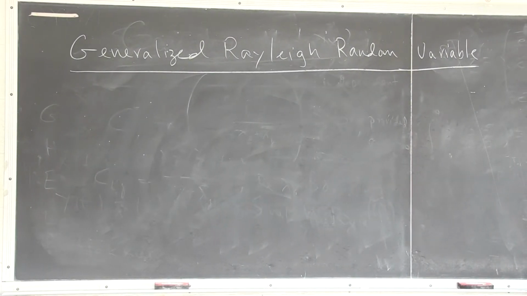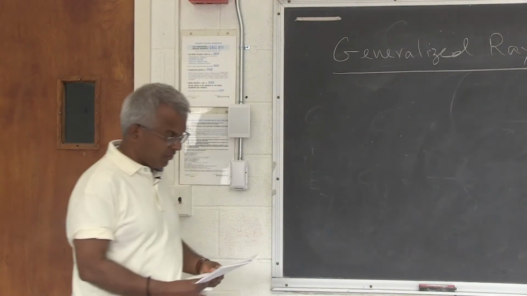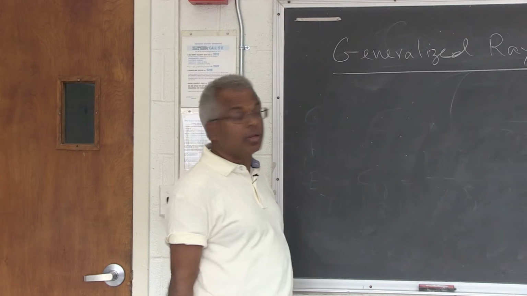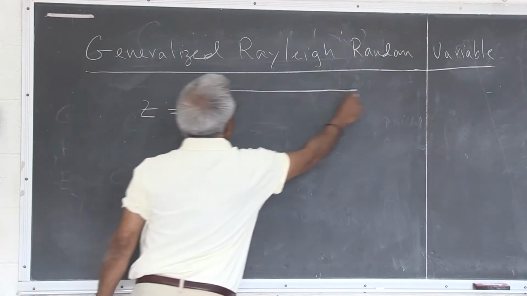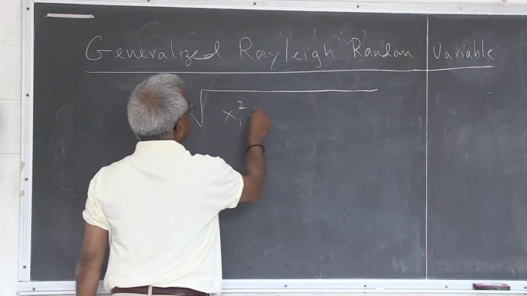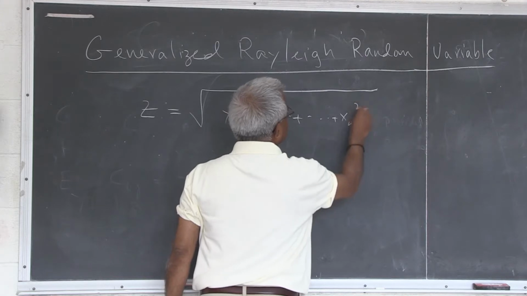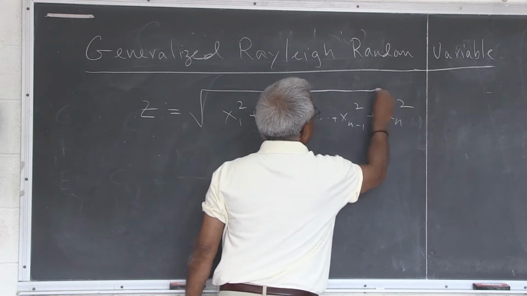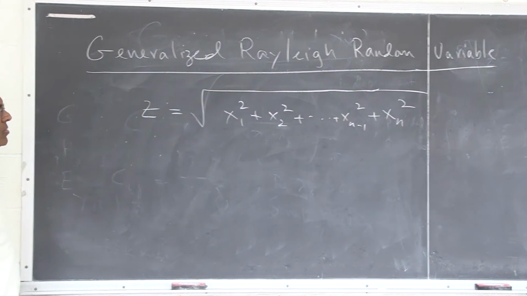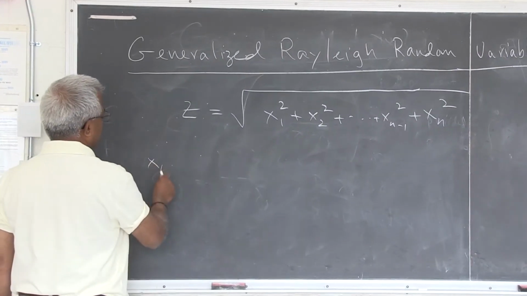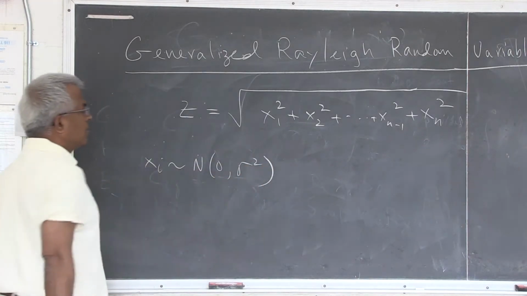So let's look at the density function of the generalized Rayleigh random variable. By generalized Rayleigh, I actually mean this density function, where x1, x2, x3, etc., the xi's are normal with 0 mean and variance sigma squared.